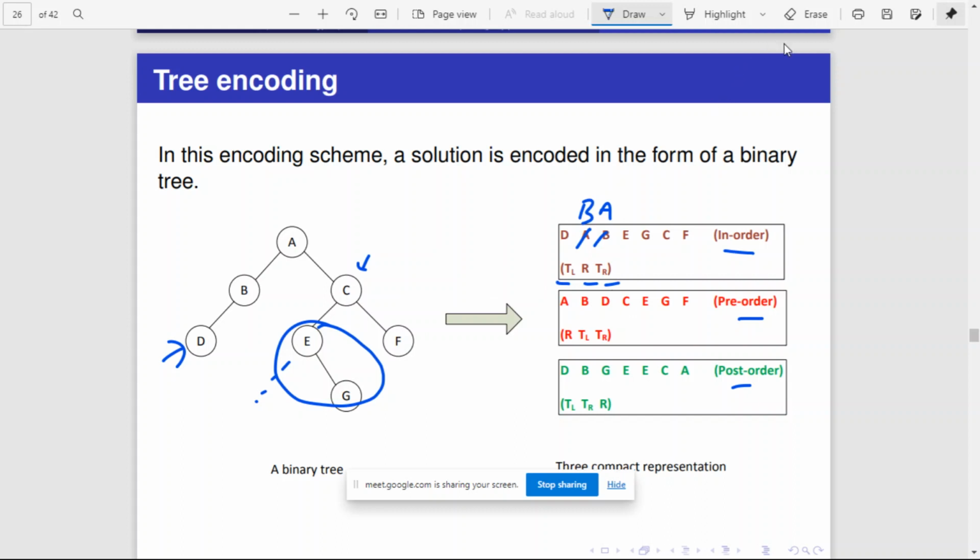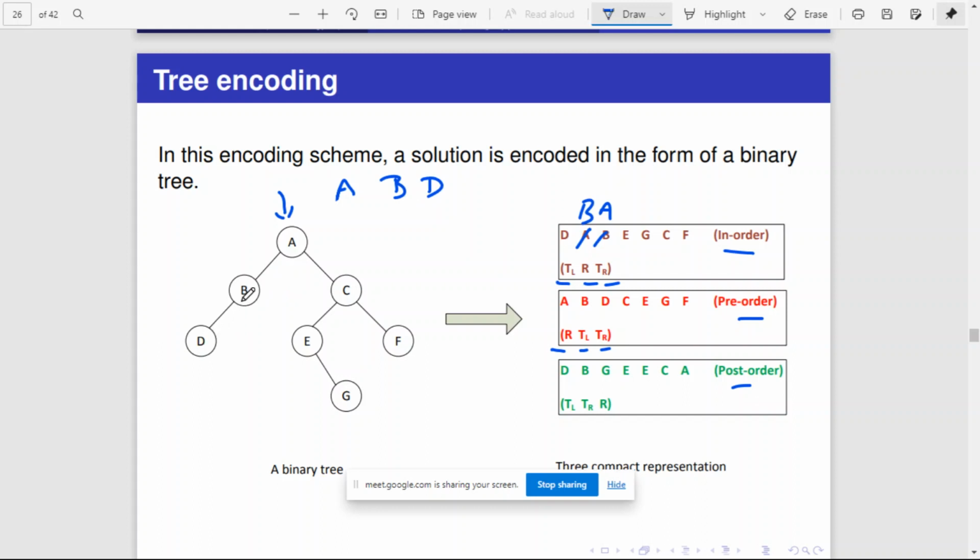And for pre-order, the order is root, left, and right. First you visit the root and then the left subtree and the right subtree. So start with A. Is it a root node of any subtree? Yes, visit it. Then B. Is it a root node of some subtree? Yes, visit it. Then go to D. Is it a root node? It's not a root node, but it is the left child of B, so visit it. Okay, now what happens?